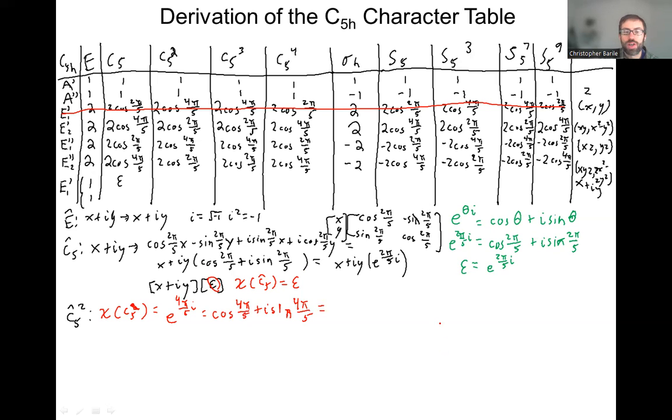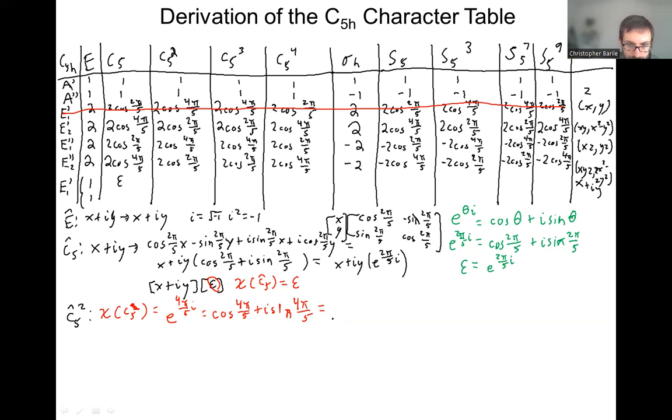Well, cosine 4 pi over 5 is just equal to negative cosine 2 pi over 5. So we're going to get negative cosine 2 pi over 5. Oh, sorry, that's actually not right. Ignore that. So it equals this, okay?